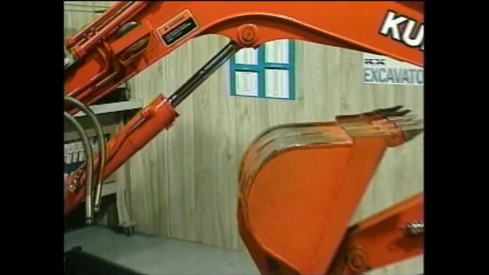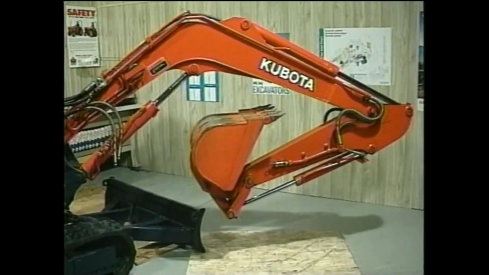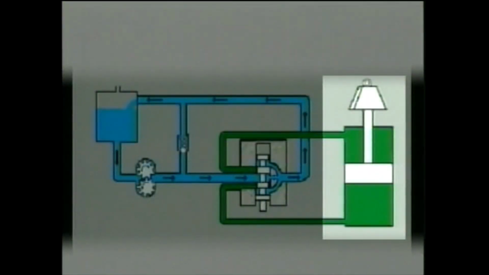Four hours later, the boom, without piston seals, is still in the air. Since the larger volume of oil below the piston cannot fit into the smaller volume above the piston, the piston cannot move in the cylinder.